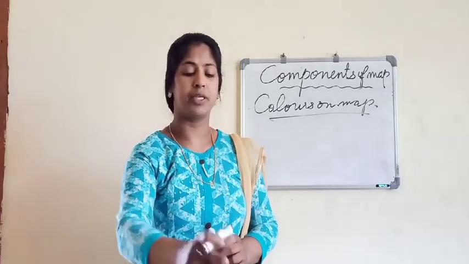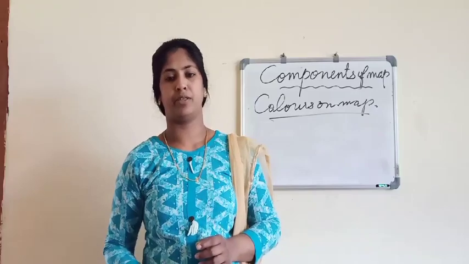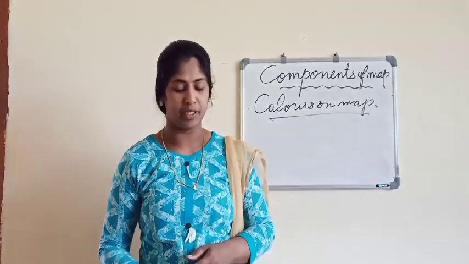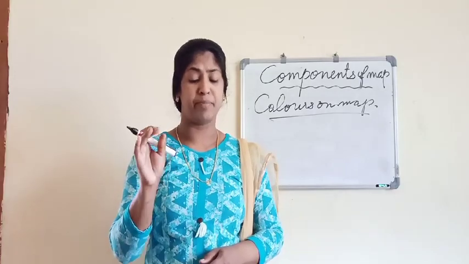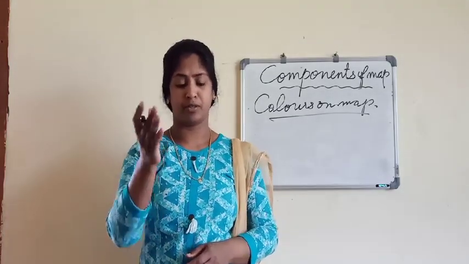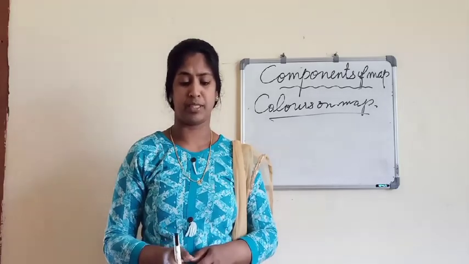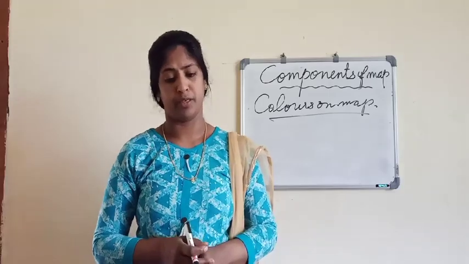In your book, some representations of political boundaries are given. So many symbols have been used. You can just go through it. Symbols used in maps are given on page number 16. You can go through that. So many symbols have been used, and political boundaries have been shown.